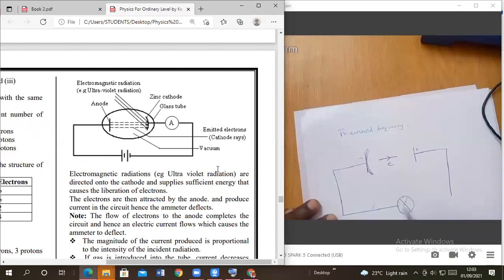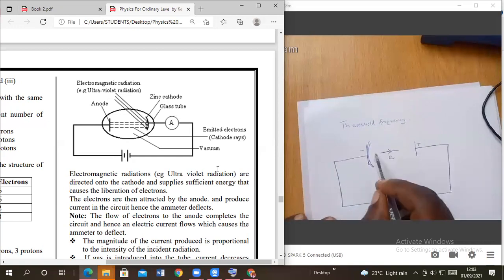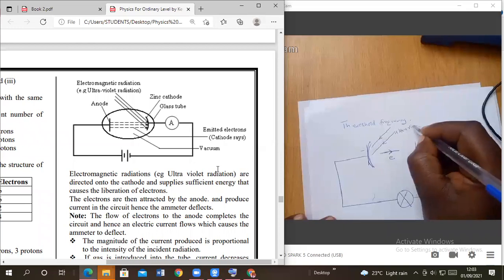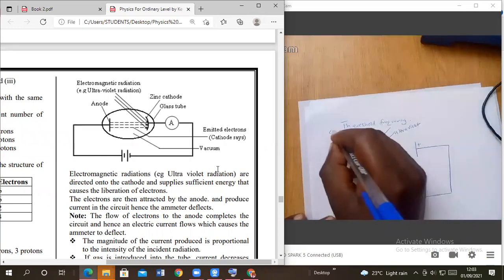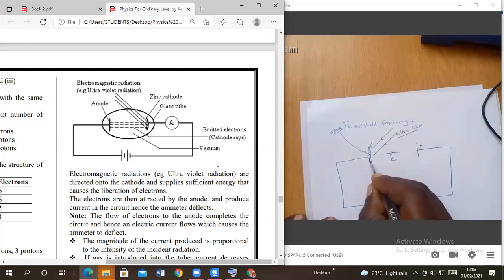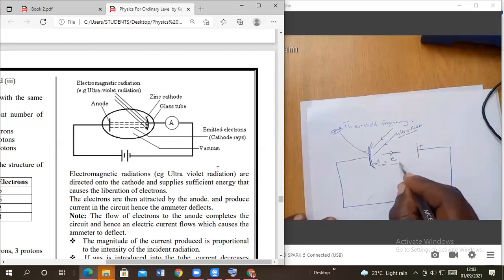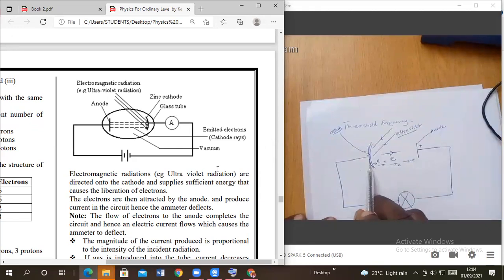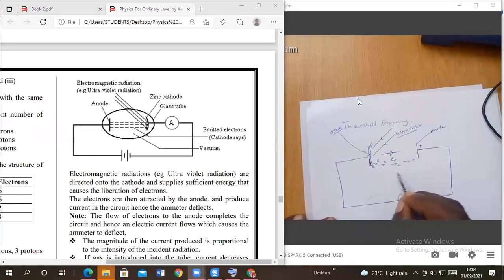And here we have a bulb. That's the symbol for a bulb. So we have electrons. These electrons are produced whenever a radiation, let's say ultraviolet, falls on this cathode. When this radiation falls on the cathode, electrons are emitted, and these electrons are attracted towards the anode. So when electrons flow from the cathode to the anode, current is generated. So current will flow in an opposite direction.